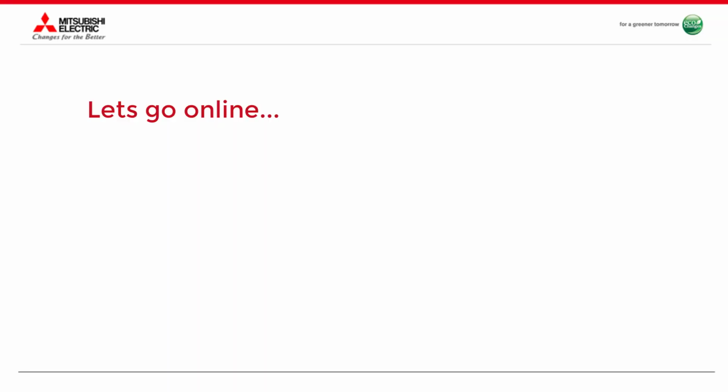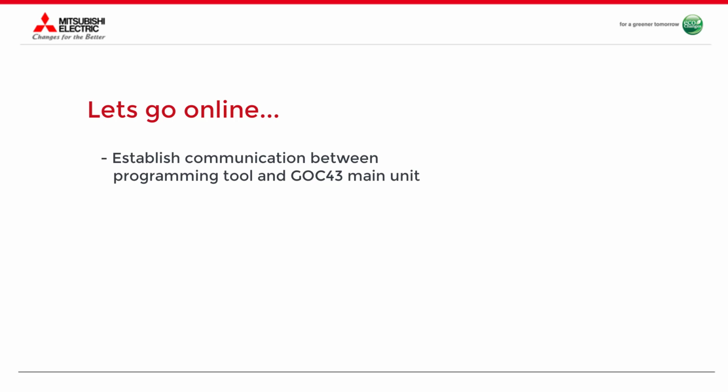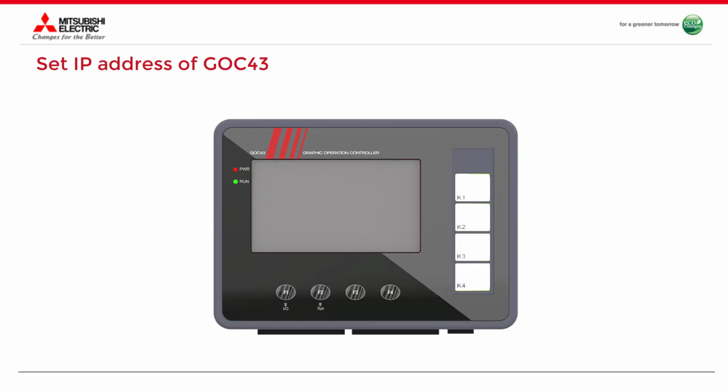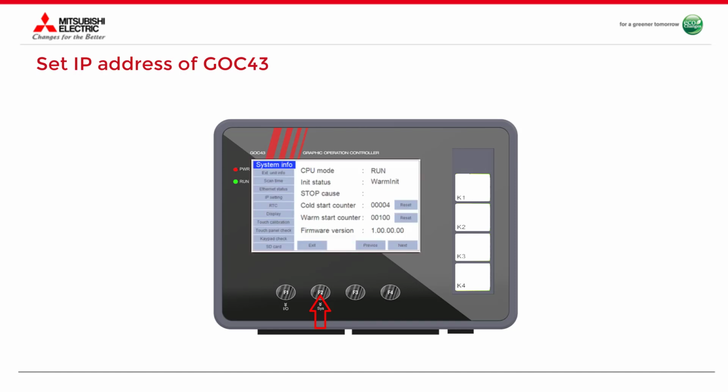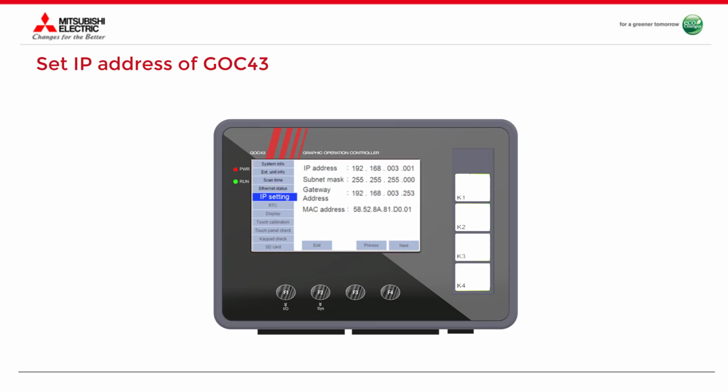Now, we will understand how to establish communication between the programming tool and the GOC43 main unit and download the project. We will first go to the Device System menu and set the IP address of the device. To enter the System menu, press the F2 key for 3 seconds. After entering the System menu, navigate to IP setting and set the IP address of the device. Ensure that your computer and main unit are in the same network. Connect an Ethernet cable between the main unit Ethernet port and your computer.